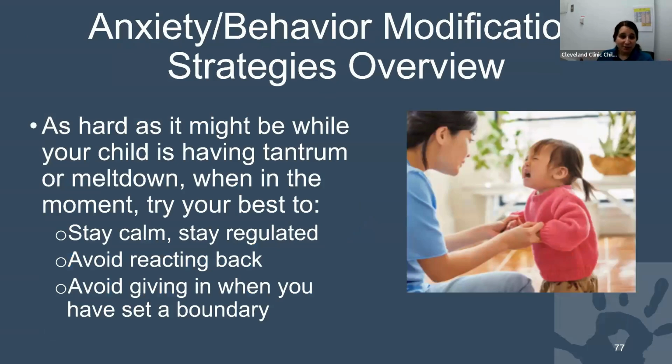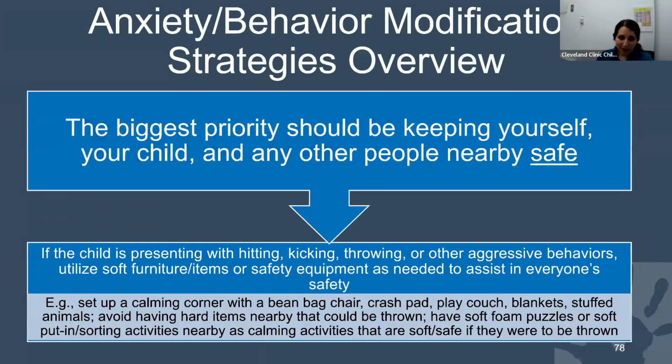All right, so let's recap a little bit. As hard as it might be sometimes when your child is having a tantrum or a meltdown, just try your best. That's all we encourage, is just try your best to stay calm, to stay regulated, meaning you as the parent or the caregiver. Try your best to avoid reacting back to them, avoid yelling back at them, avoid giving in when you've already set a boundary. So I know these are all hard and impossible to do all of the time, but these are just things that we encourage to try to help with managing your kiddos' tantrums or meltdowns.